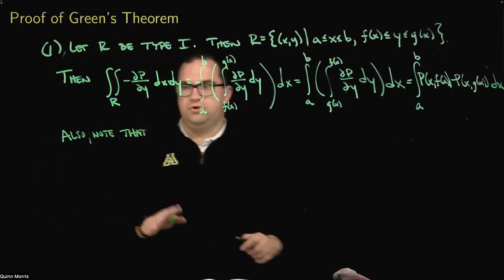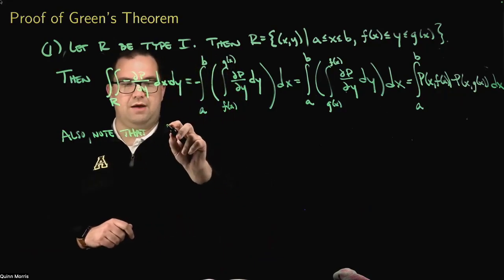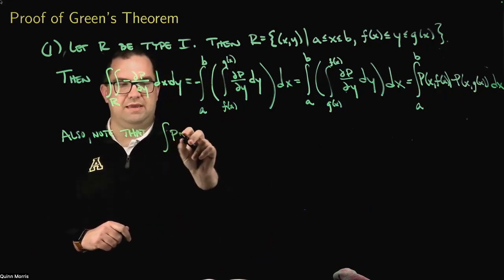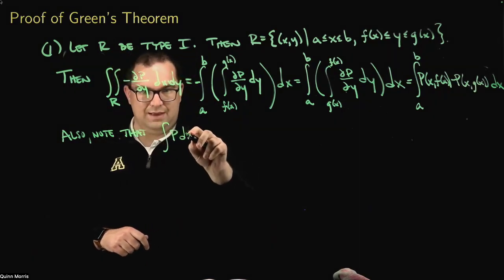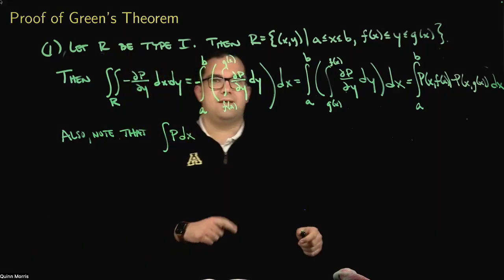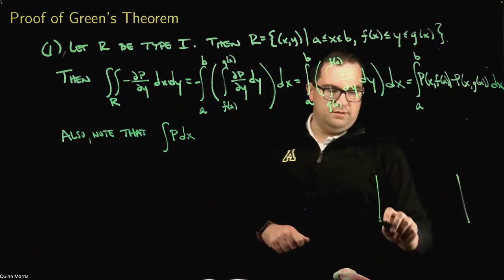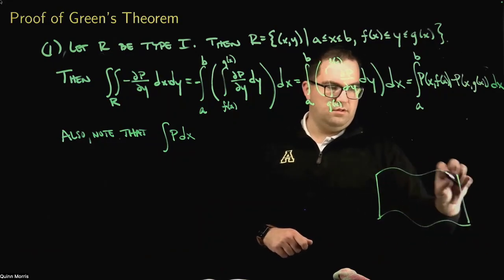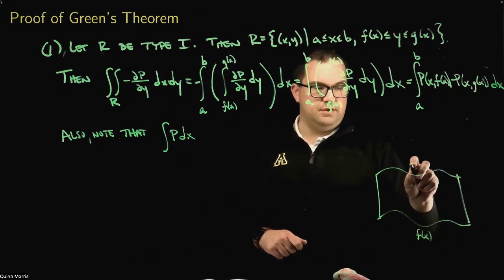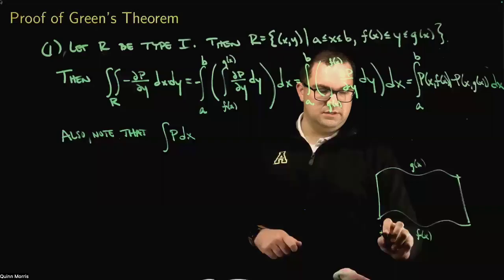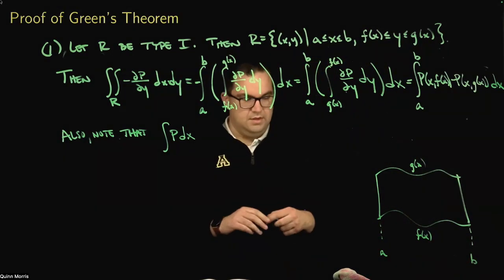So what I want to do, and I'm going to draw a picture off to the side here. Let me imagine that I want to look at the integral of P dx. Think about this region. It's type 1, so roughly the region looks something like this. This function down here is f of x. This function up here is g of x. This is x equals a. This is x equals b.